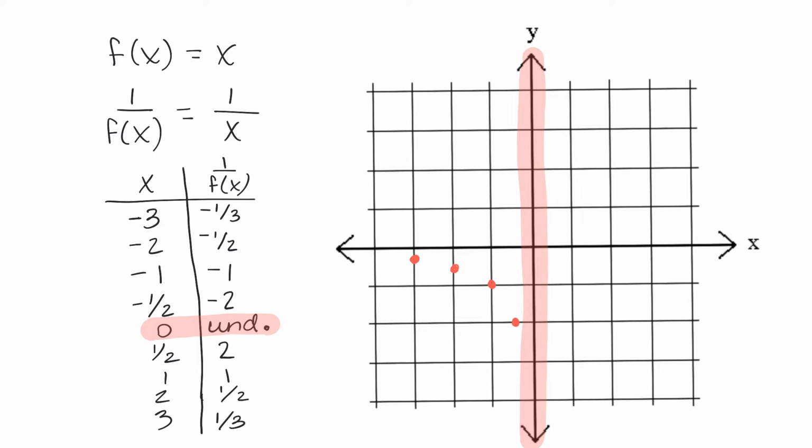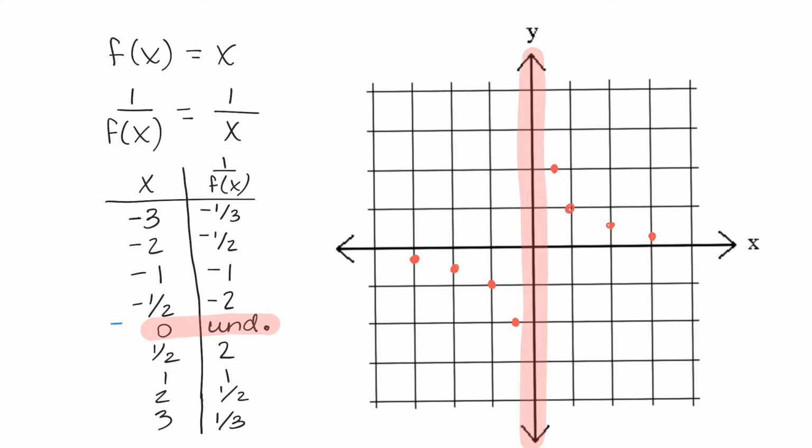Okay, so I'm going to keep going. I'm going to go over 1/2 and up 2, and then I'm going to go over 1, up 1, and then I'm going to go over 2, up 1/2, and I'm going to go over 3, up 1/3. Do you see how these are making this curve? Well, what's happening here is if I add another one?